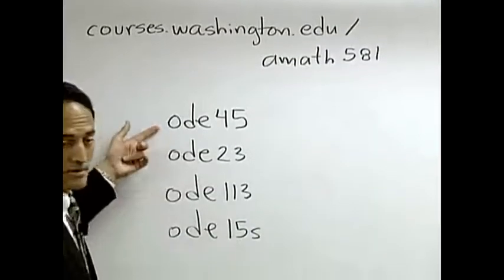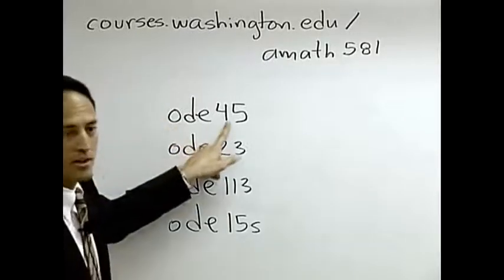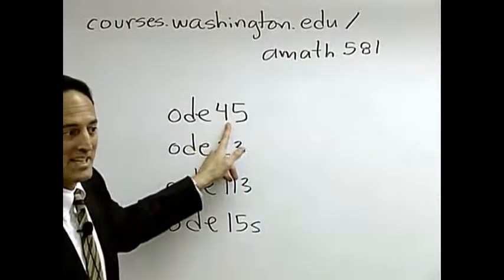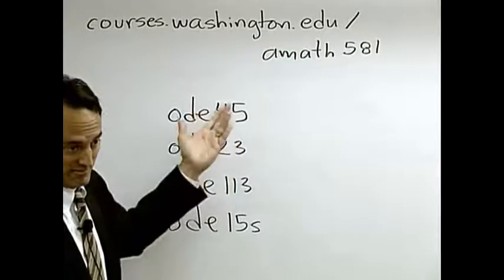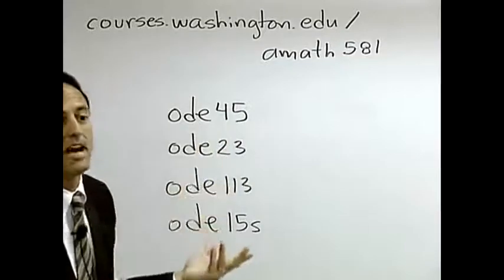ODE45. This is fourth order Runge-Kutta. Fourth order, 4, 4, 4. There's a 4. So somehow maybe that 4 is related to fourth order Runge-Kutta. So in fact it is. We'll talk about what these two numbers mean. What's the 5 doing there?